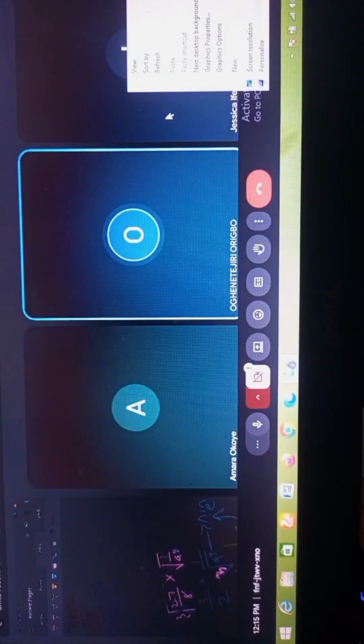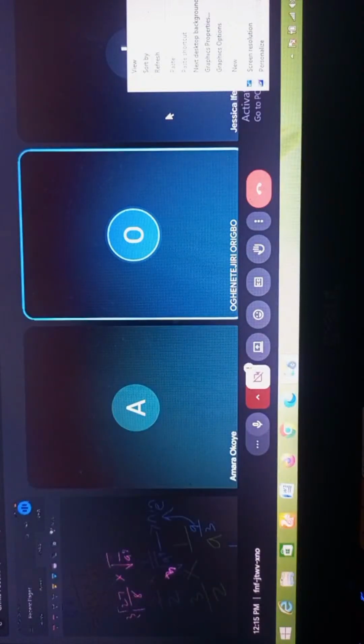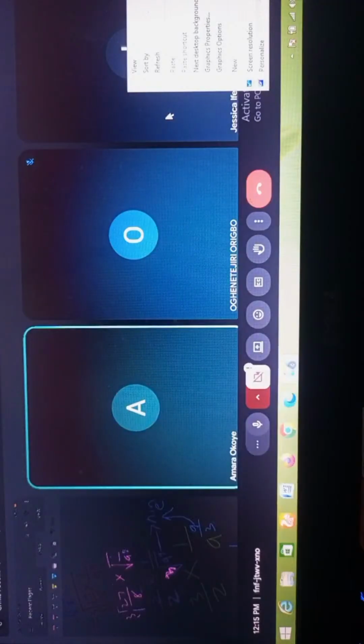Is it simple? What happened to the 8? You have already looked for the cube root of 8 here. Yeah, cube root of 27, 3. Cube root of 8, 2. Okay. So it was easy, right?